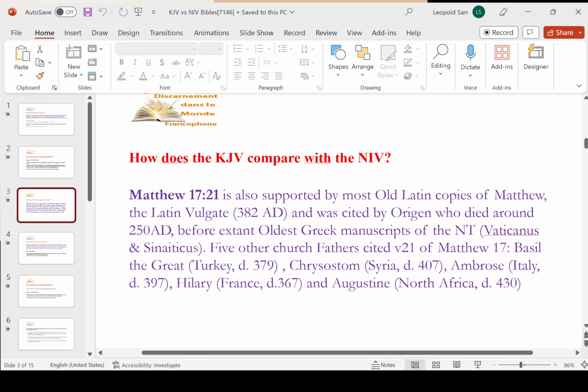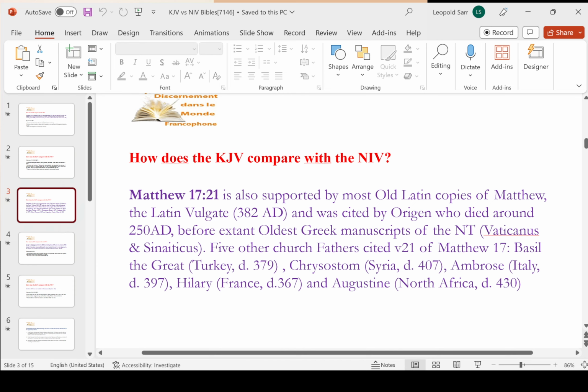So this is also around the same time as the oldest extant Greek manuscripts that we have, yet it contained verse 21. And Origen also cited verse 21, and he died around 250 AD, before the Vaticanus and the Sinaiticus copies existed.